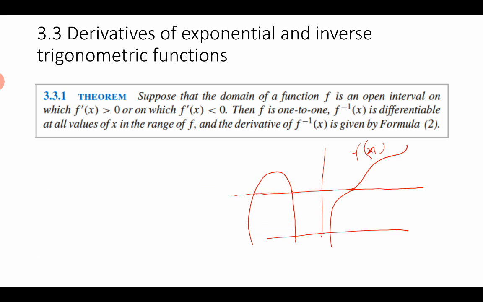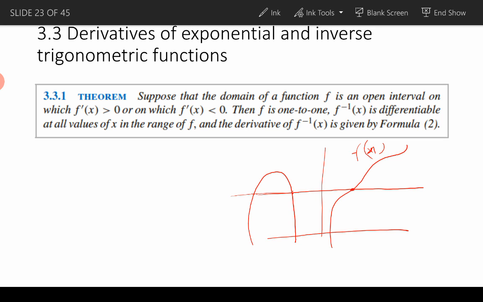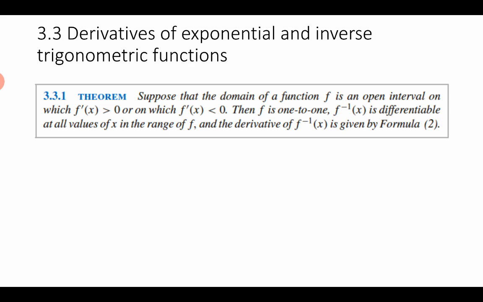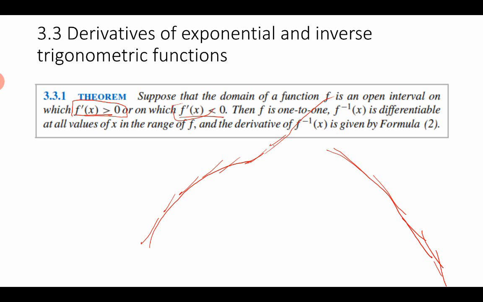Okay, let's see it here. Suppose that the domain of a function f is an open interval on which f prime is either positive or negative. If f prime is positive, it means the slope is positive, so it will be like this, and the function is increasing. When the first derivative is greater than 0, the function is increasing. If the slope is negative, the function is decreasing. The slope of these tangent lines will be negative.